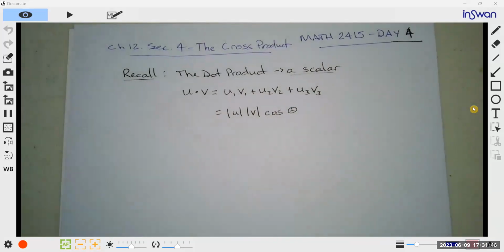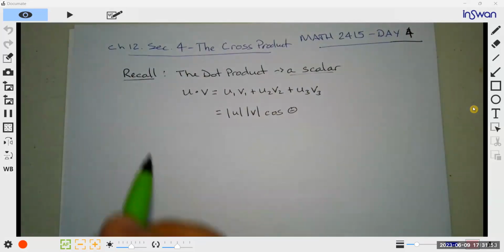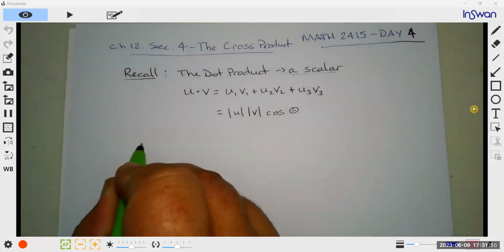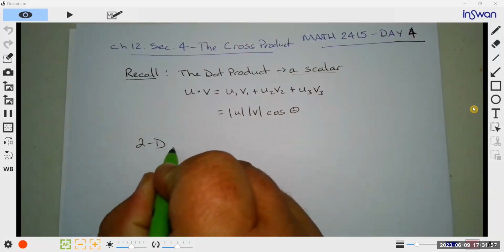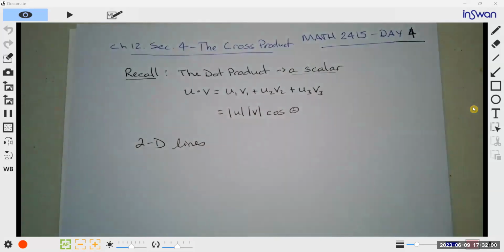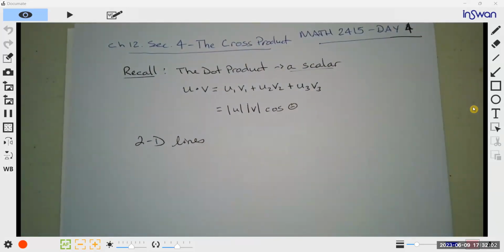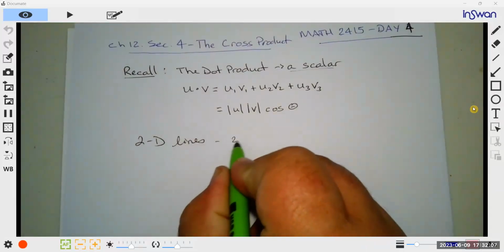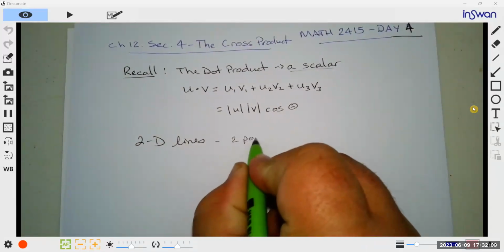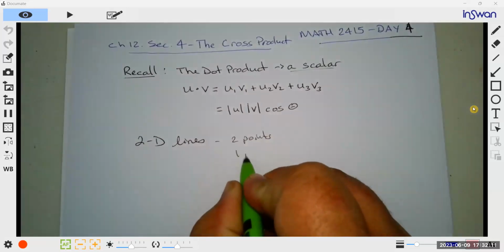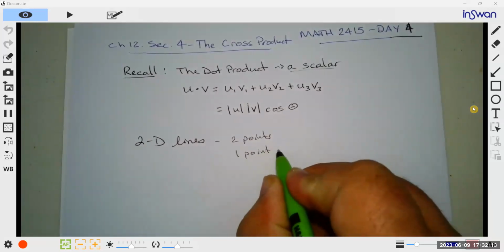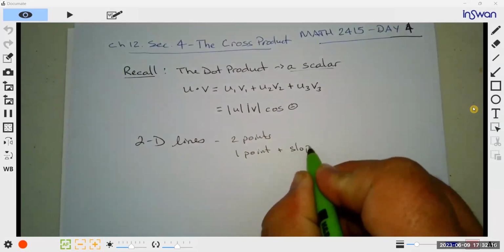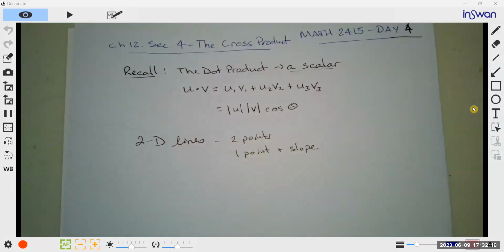The cross product now is a different process. For example, when we look at two-dimensional lines, what do you need to have to define a line? You need to have 2 points, or 1 point and the slope of that line from one point to the next.